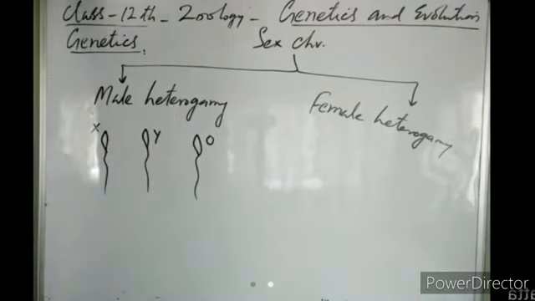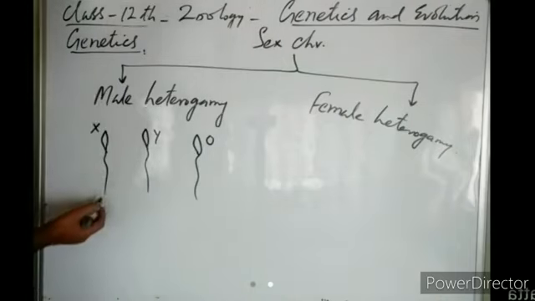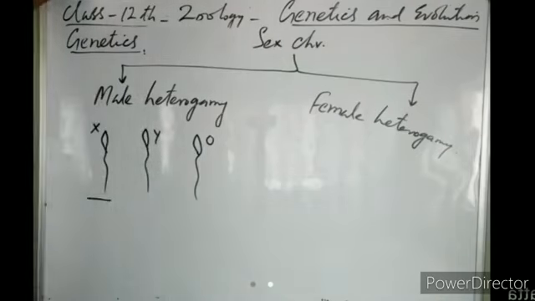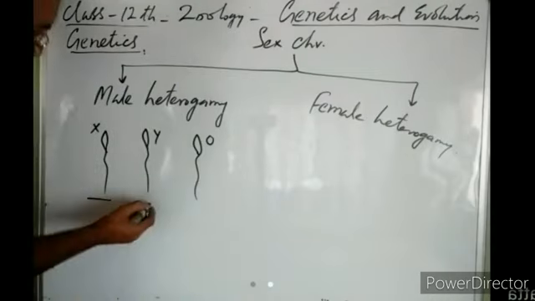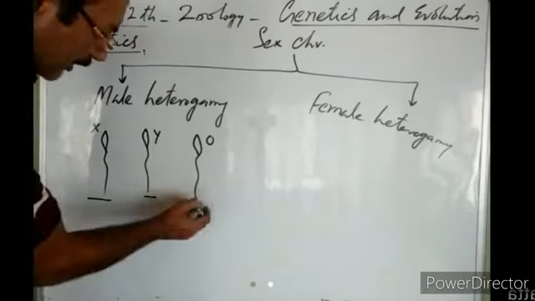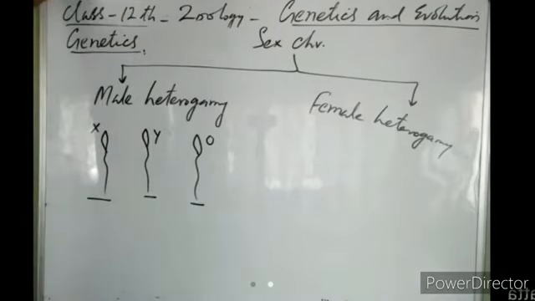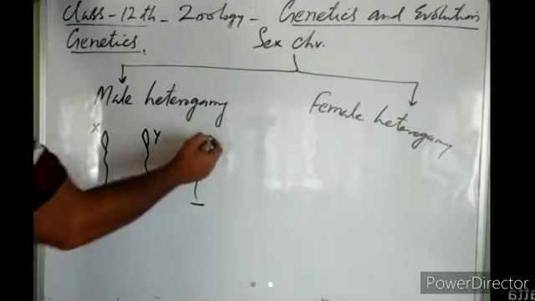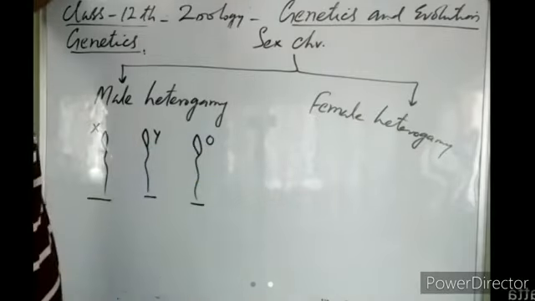In male heterogamy, males produce different types of sperms. Some males produce sperm with sex chromosome X, some produce sperm with sex chromosome Y, and some produce sperms without a sex chromosome. A sperm without a sex chromosome is represented as 0 here, right?